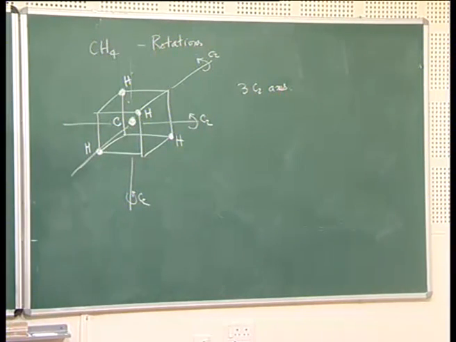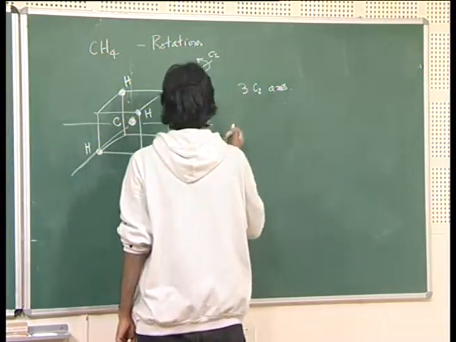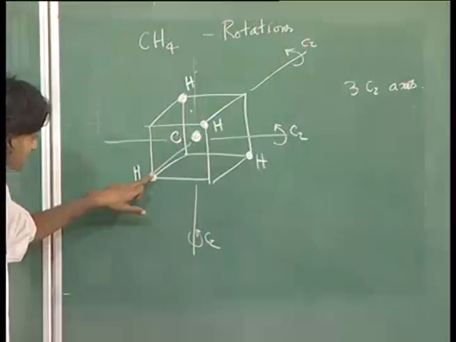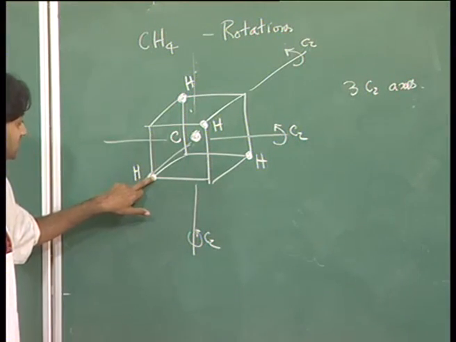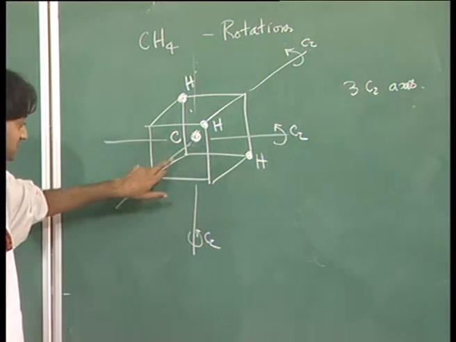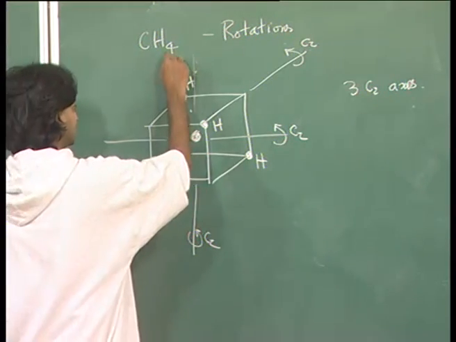Okay, are there any other rotations? And the answer is that yes, you have more. Suppose I take an axis passing through a carbon and one of the hydrogens. So for example, you take this axis.